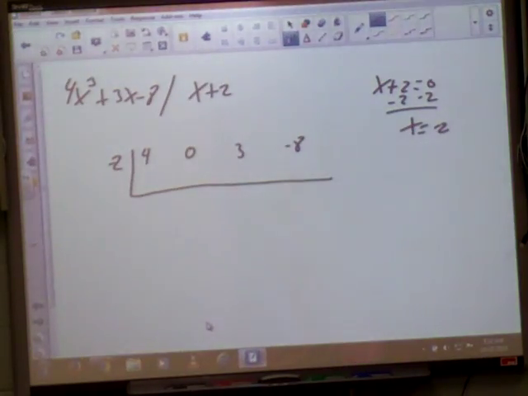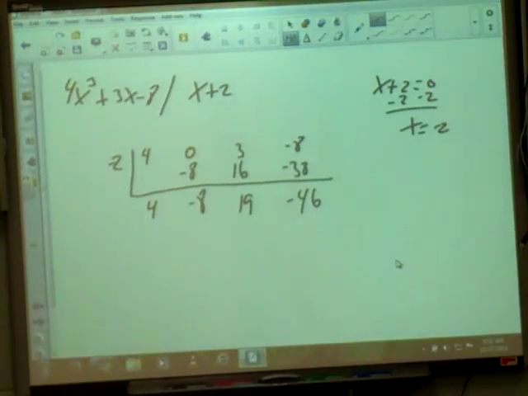Okay, drop your 4. Multiply what's outside. 4 times negative 2 is negative 8. Put it underneath, and then you add. 0 plus negative 8 is negative 8. Now I got a negative 8 to multiply. Negative 8 times negative 2 is 16. And then you add. 3 and 16 is 19. Now I got a 19 to multiply. 19 times negative 2 is negative 38. You add negative 8 plus negative 38 is negative 46.